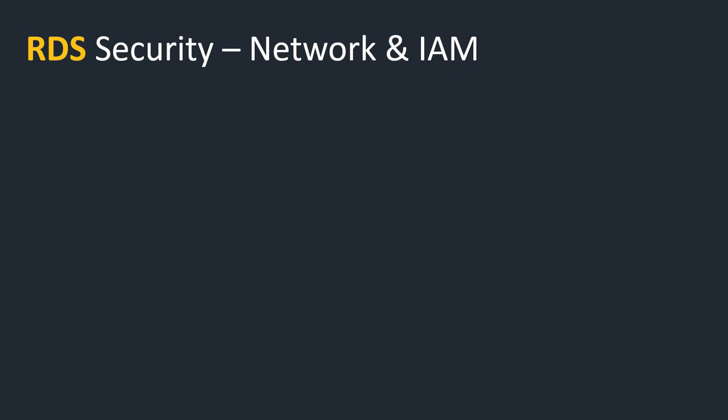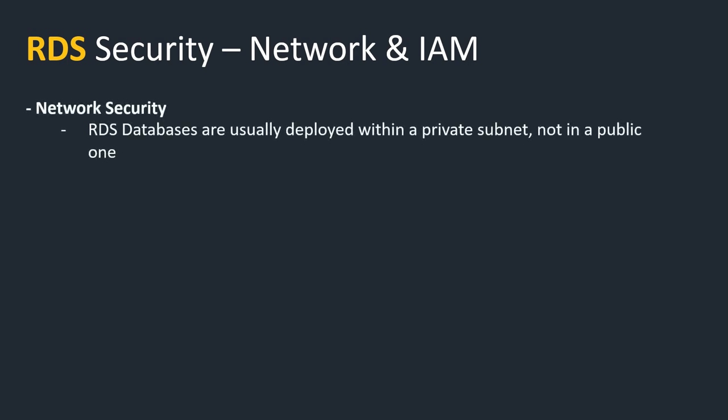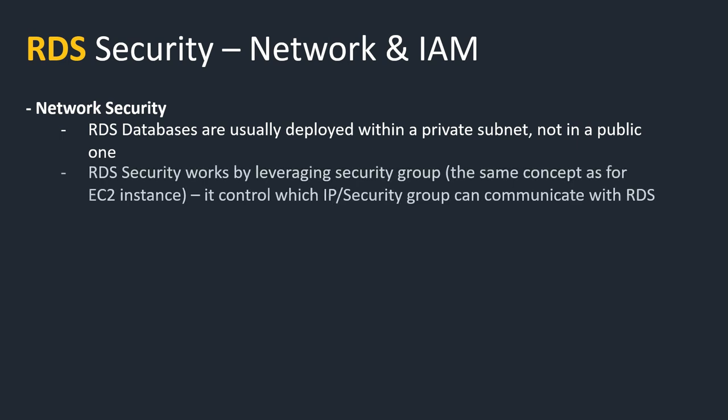So now let's talk about network and IAM security. For network security, our RDS databases are usually deployed within a private subnet, not a public one. So make sure not to expose your database to the World Wide Web. And RDS security works by leveraging security groups that you attach to your RDS instance.